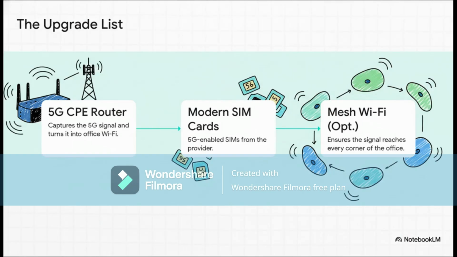So, what's on the new shopping list? Well, first up is the brain of the whole operation, a 5G CPE router. This is the device that actually catches that powerful 5G signal from the air and turns it into super fast Wi-Fi. Of course, to make that work, they need modern SIM cards that are 5G enabled. And finally, to make sure there are no Wi-Fi dead zones, a mesh Wi-Fi system can be set up to blast that amazing signal into every single corner of the office.